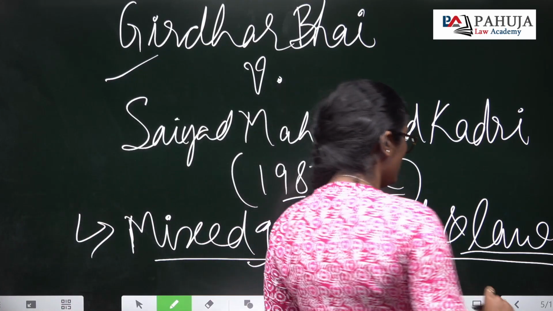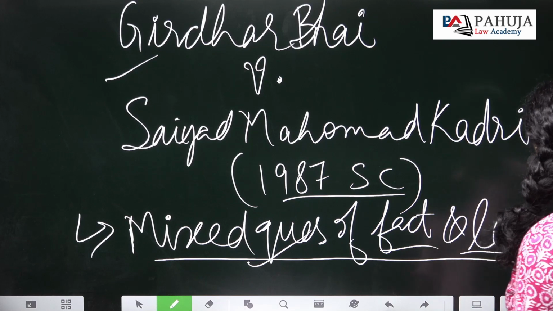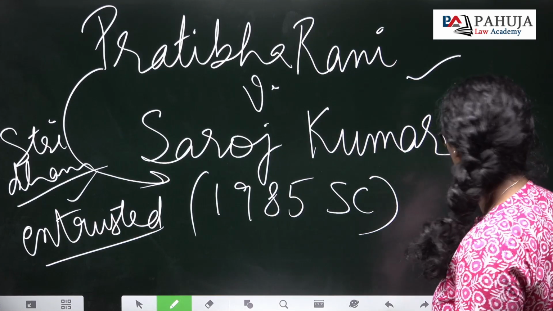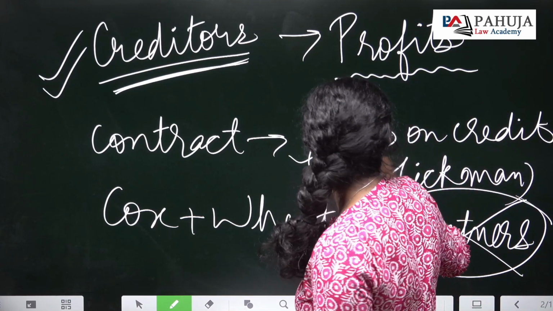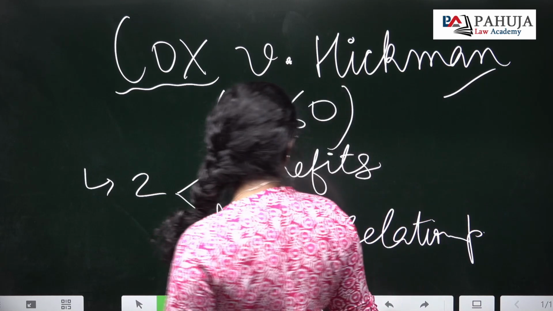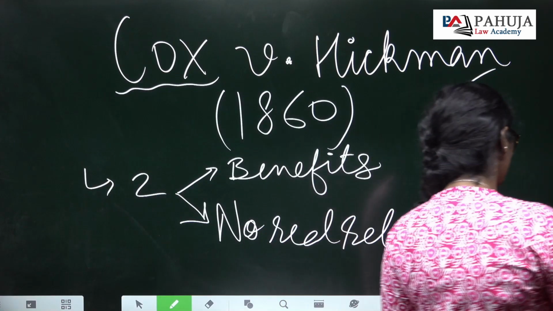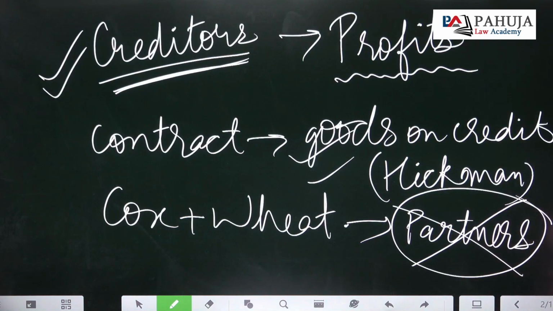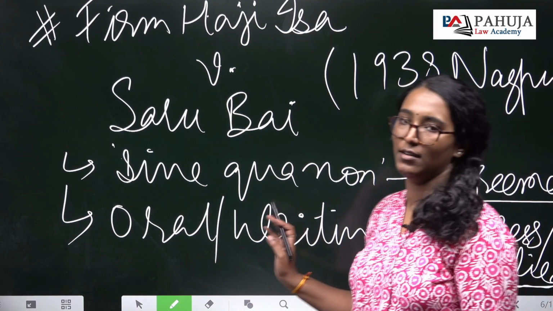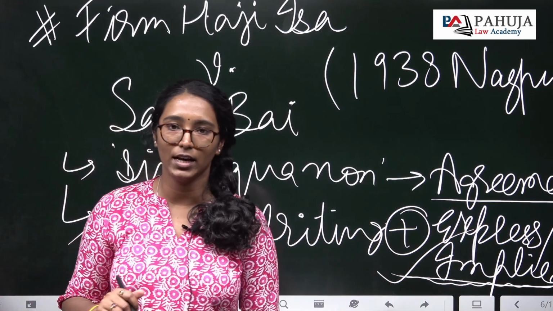And we saw interesting cases of Cox versus Hickman. Benefits, no real relationship, all right. And we studied the cases of Pratibha Rani, Girdhar Bhai, etc. So, this is how we understand कि पार्टनरशिप होती क्या है.